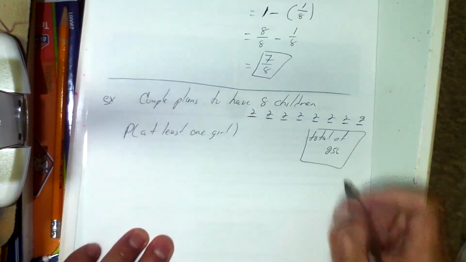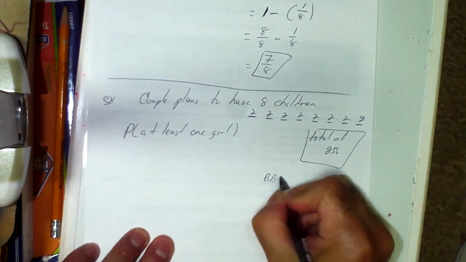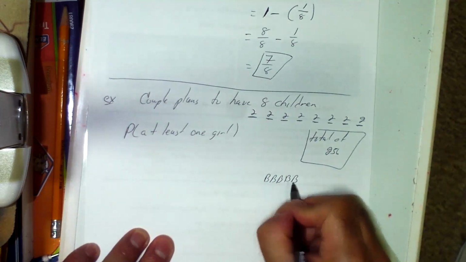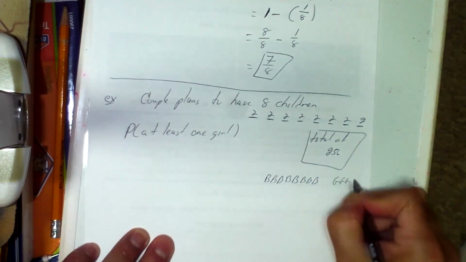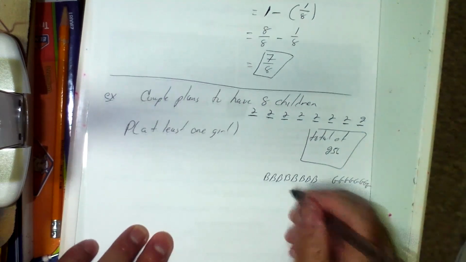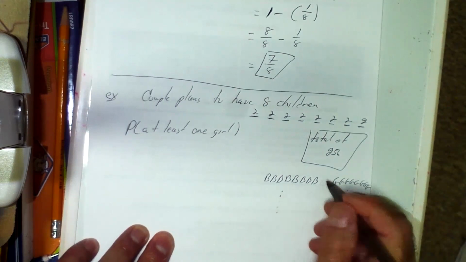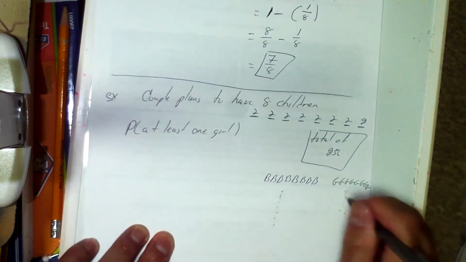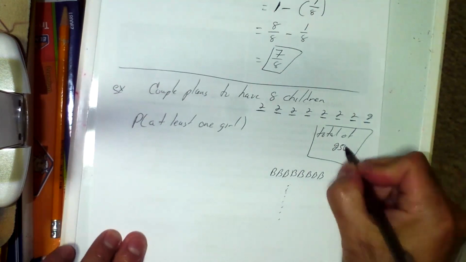And you don't have to list them all, but I know two for certain. I know boy, boy, boy, boy, boy, boy, boy, boy, all 8, and I know all girls, 1 through 8. I know those two for certain. I'm not going to list the rest of the 254. It's just too many. I don't have time. I already calculated the total.